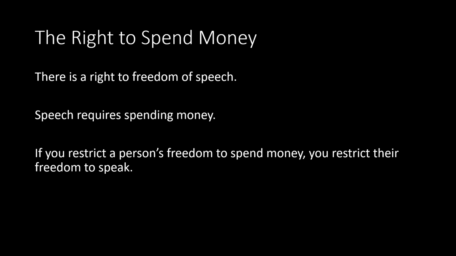The fact that many forms of speech require money implies that if you restrict a person's freedom to spend money, then you restrict a person's freedom of speech. So if restricting a person's freedom to spend money on speech violates their right to freedom of speech, and if people actually have a right to freedom of speech, then people have a right to spend money on speech.